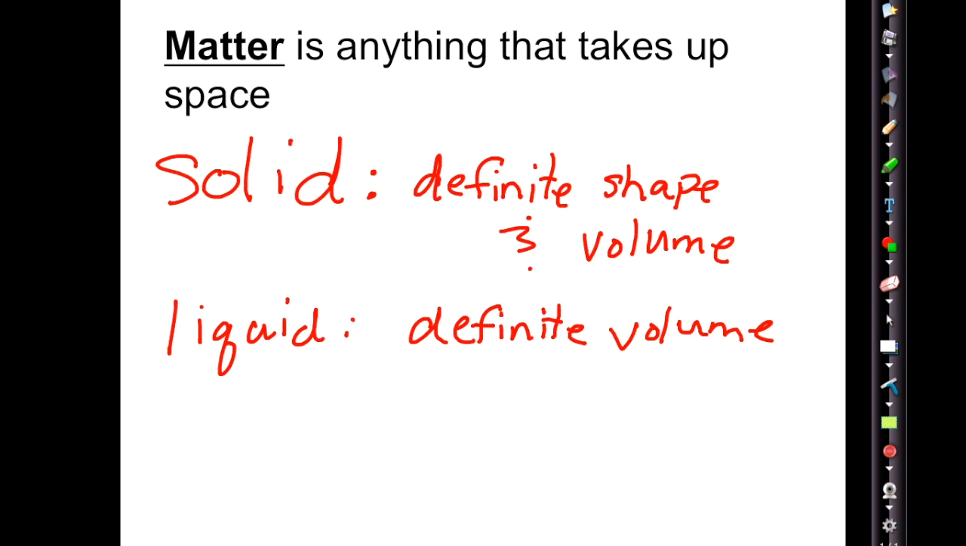Liquid water we're talking about here. You think about pouring the water from one container to another. The liquid takes the shape of its container. So we have a definite volume for a liquid, but do not have a definite shape.